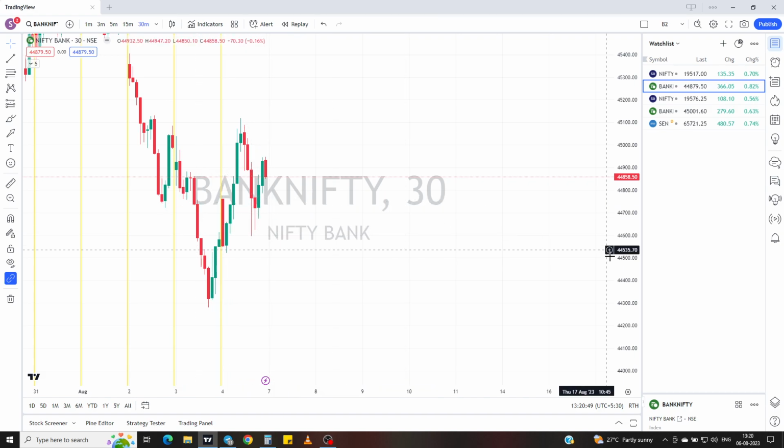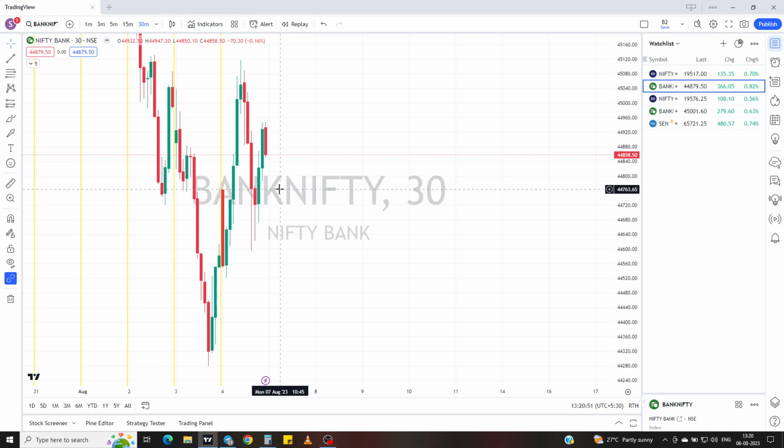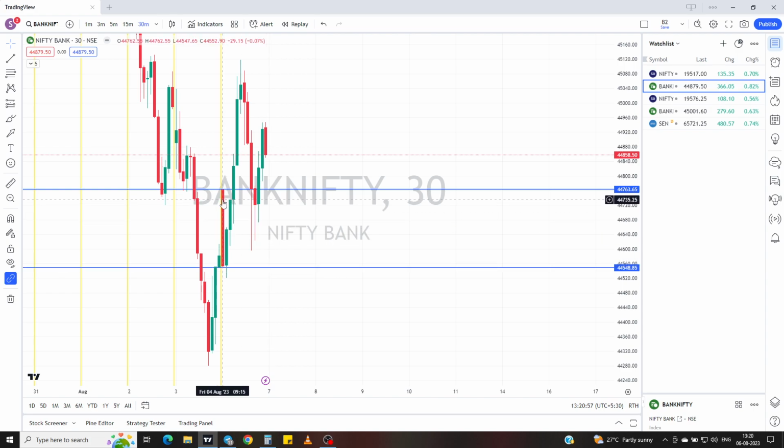Okay, let's mark the high and low of the first 30 minutes candle. So this is the high and this is the low of the first 30 minutes candle. That is of 4th August. This is the 30 minutes time frame and this is the 30 minutes candle. We have marked the high and the low of the first 30 minutes candle. So the next step is we are going to see which candle has given a breakout, whether the high of the first 30 minutes candle has broken or whether the low of the first 30 minutes candle has broken. You guys can see the low of the first 30 minutes candle has broken.